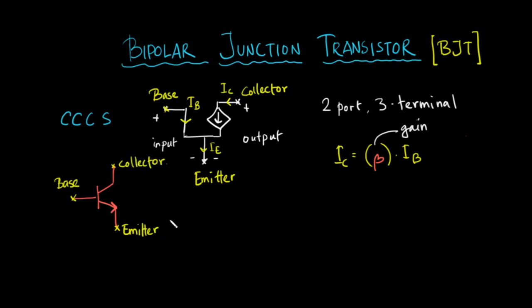Well, this is just the symbol. How do we draw this? You can see we give a bar here and an arrow here. This arrow denotes the direction of the current source. This arrow denotes in which direction current will flow.